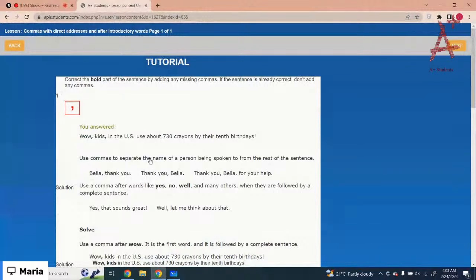Wow, kids in the US use about 730 crayons by their 10th birthdays. Use commas to separate the name of person being spoken to from the rest of the sentence. Got it? Like Bella, thank you. Or thank you, Bella. Or thank you, Bella, for your help. Use a comma after words like yes, no, well, and many others when they are followed by a complete sentence, like yes, that sounds good. So you have to put a comma after yes. Got it? Well, let me think about that. So you have to put a comma right after the word well. Got it?